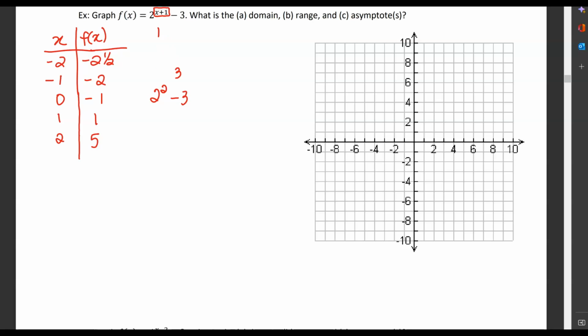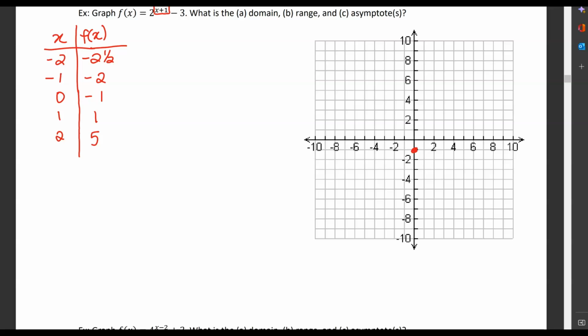And then that 5. So now we can go ahead and plot these values onto our graph here. Let's plot a couple of these. At 0, I'm going to be at -1 here. At -1, I'm going to be at -2. At 1, I'm going to be at +1. At 2, I'm going to be at 5. There we go.